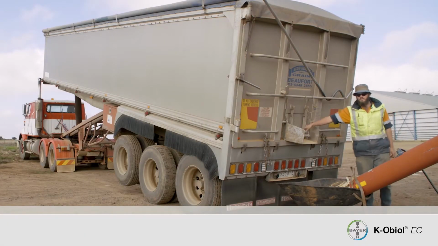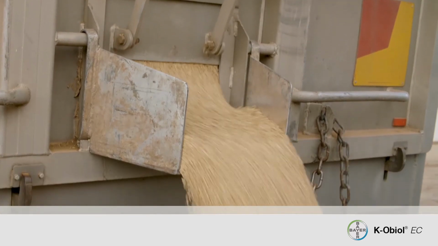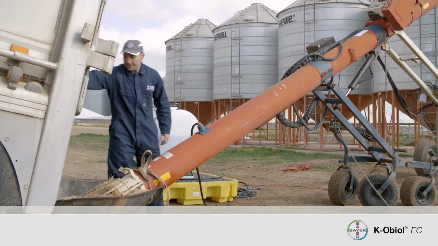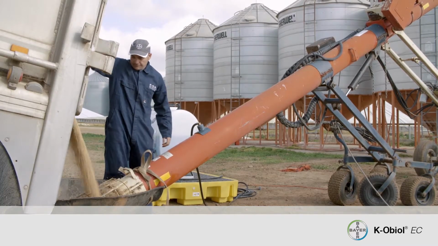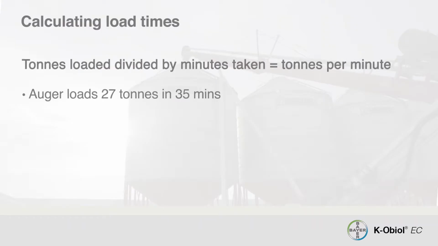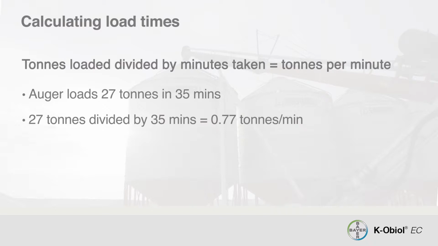Now you probably already know this, but if in doubt, you need to check how long it takes your auger to load a tonne of the type of grain you're intending to treat. This is because, as you know, different types of grain can load at slightly different rates. For example, let's say you know it takes your auger 35 minutes to fill a 27 tonne truck with wheat. 27 tonnes divided by 35 minutes equals 0.77 tonnes per minute. 0.77 multiplied by 60 equals 46 tonnes per hour. We'll come back to this figure later.